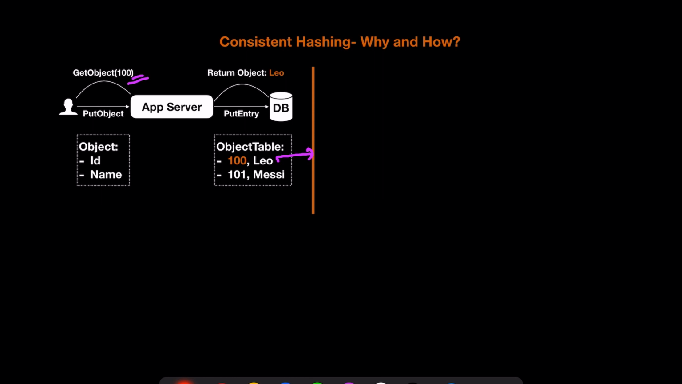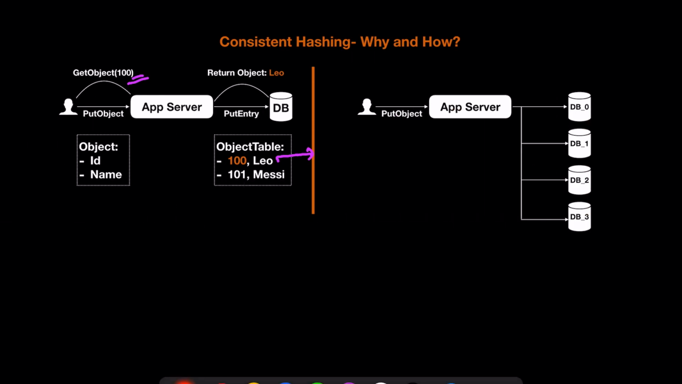However, in today's large scale systems, we cannot store all data in one single database. So we need to store data in multiple databases, right? What happens when we have multiple servers or multiple databases? The first question that comes to my mind when we are getting a put object or get object call: we will be running some kind of query, right? But we have 4 different databases in this case. How do we know on which server we want to run the query? That is the very first question we need to answer, right?